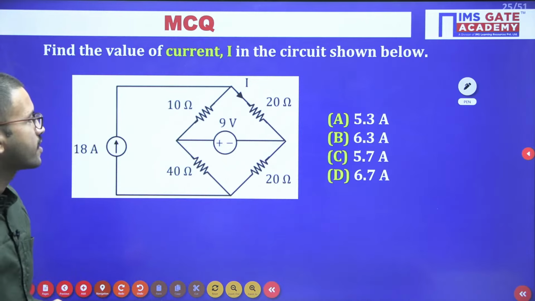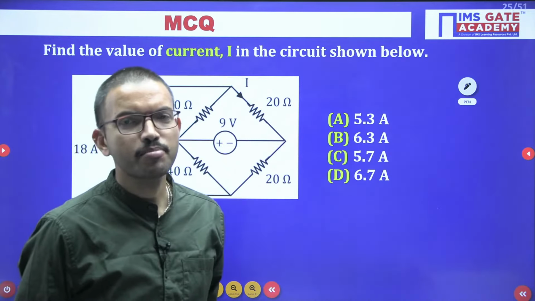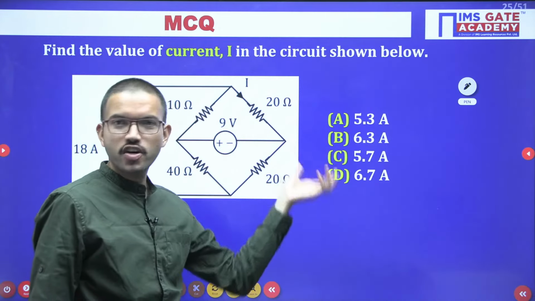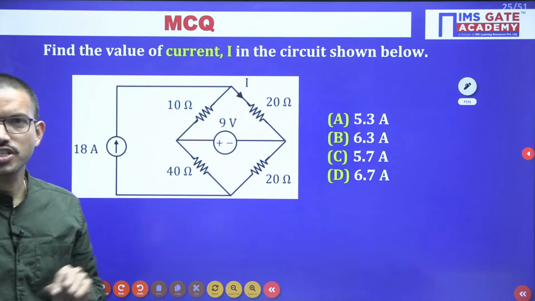Anyone tried? So whatever answer you feel is correct, you can mention. This is an MCQ. Already you have choices in front of you. You can choose whichever choice you feel is correct after solving this question, right?